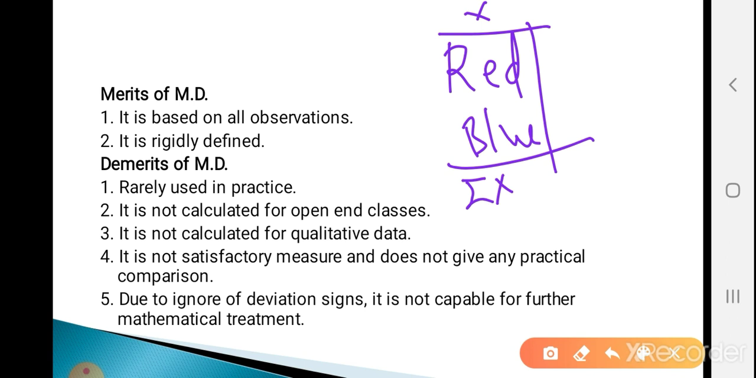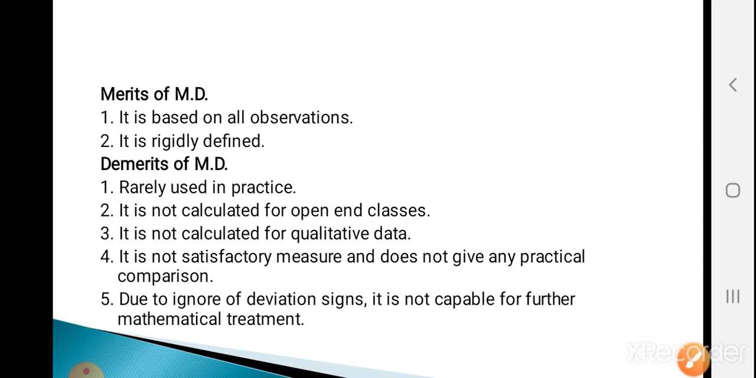And the last, due to ignoring the signs of deviation, that means we are taking the absolute value of the deviation, it is not capable of further mathematical treatment. That means it is not used for further mathematical calculation. So these are the merits and demerits of mean deviation.